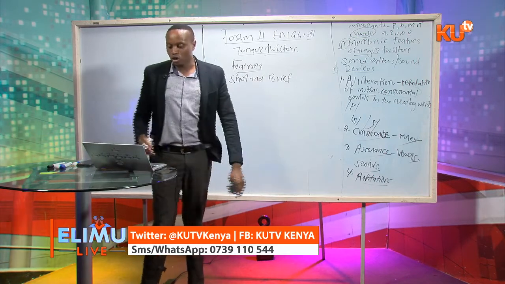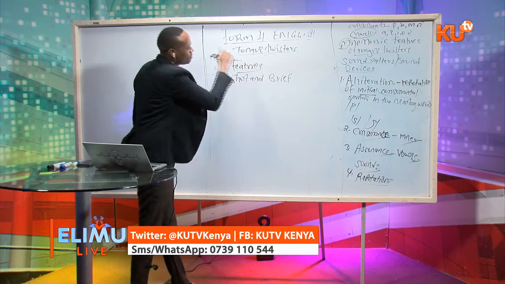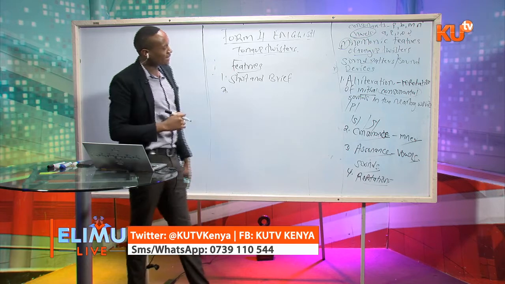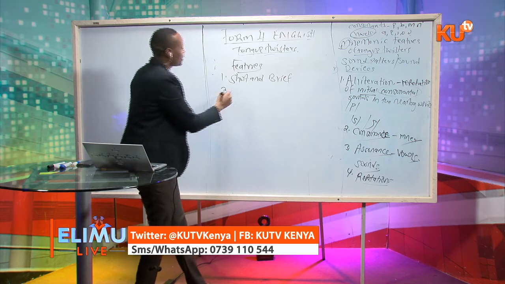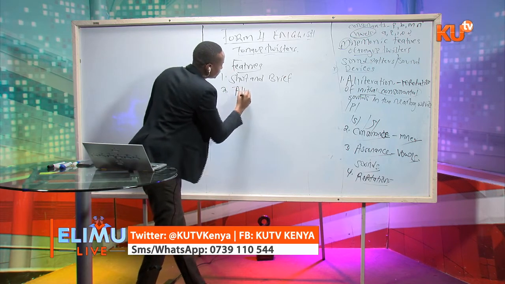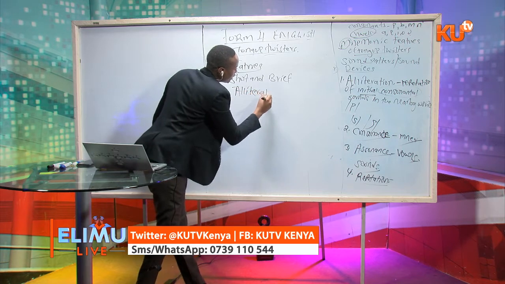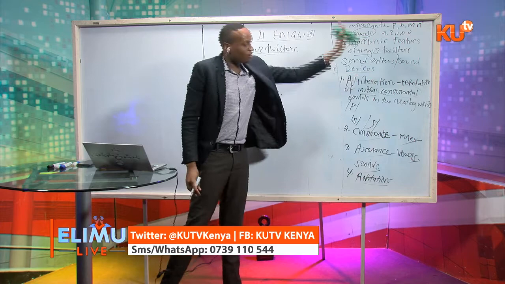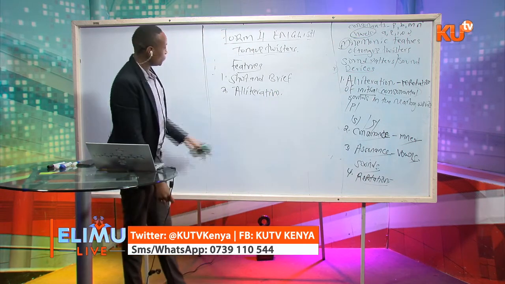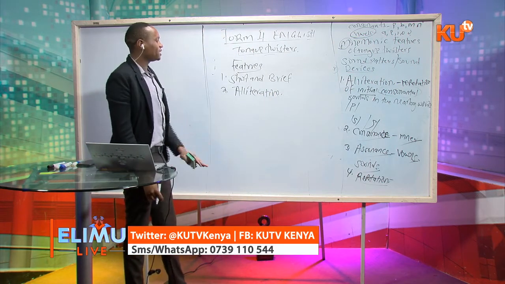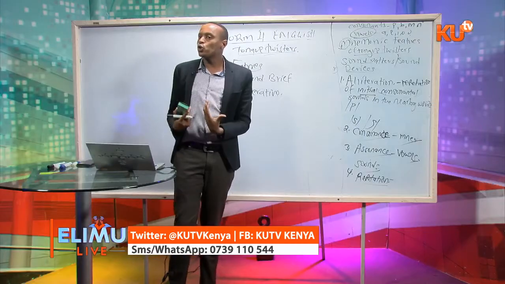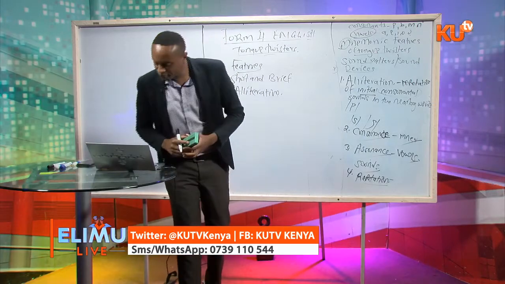The second thing that you will also find is that they are alliterative. Remember when I was introducing what a tongue twister is, I talked about alliteration. They are always alliterative. I hope you don't have a problem with alliteration. I've told you what alliteration is, and if you have a question on that, I'll be willing to answer. So these are the main features: they are normally short and brief, and also alliterative.